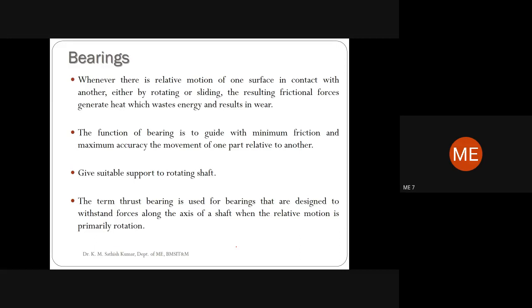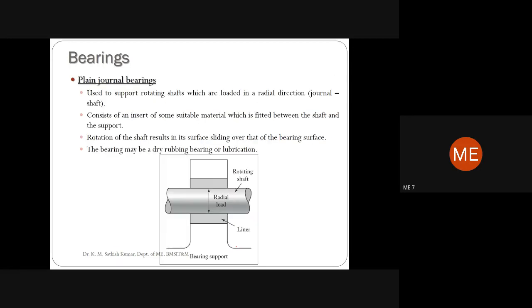Now in case of a bearing, basically as I understood, it is generally used for support. Mainly the bearings are used in order to avoid relative motion and to maintain contact. Bearings are used to guide, with minimum friction and maximum accuracy, the movement of one part relative to another. Then we have different types of bearings: journal bearings, ball bearings, and roller bearings.